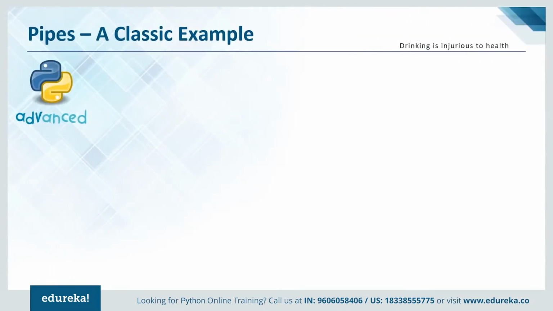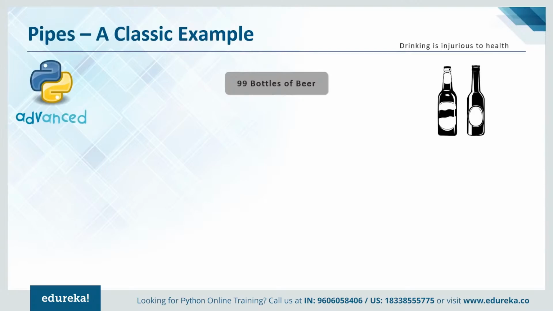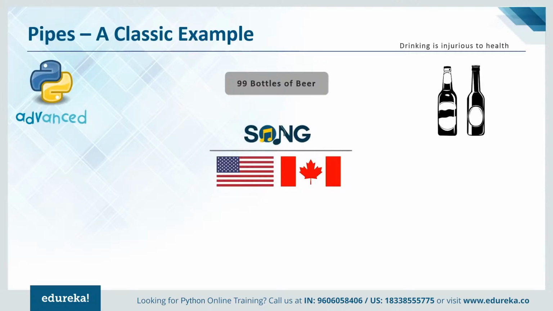Now is something really interesting. Let us consider one classic example: 99 bottles of beer. 99 bottles of beer is a traditional song in the United States and Canada. The song is derived from the English song 10 green bottles.